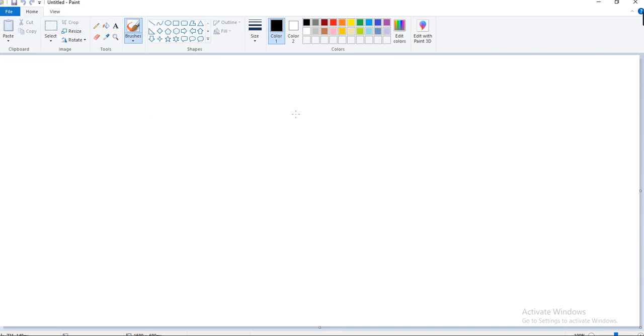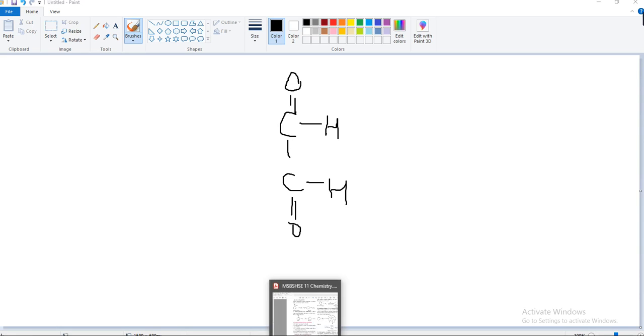So ethanedial is C double bond O, H. It is an aldehydic functionality, connected to a second aldehydic group. So it is ethane, yes, there are two carbon atoms, and dial means two aldehydic groups are present. So the name is ethanedial, also called glyoxal.